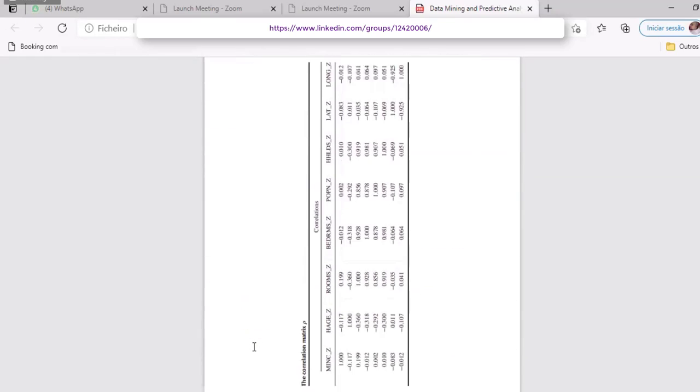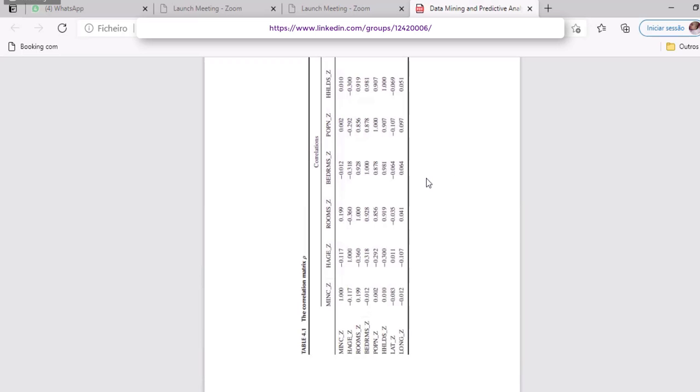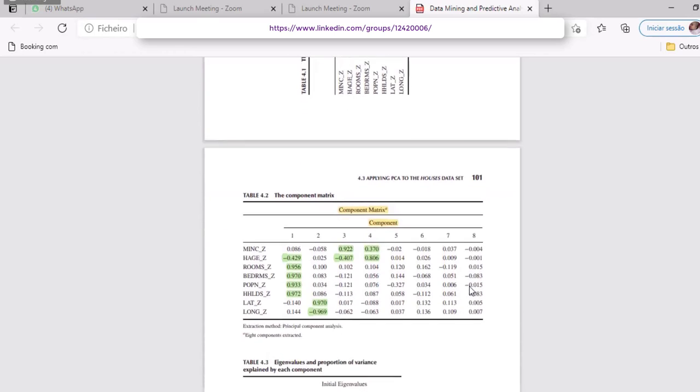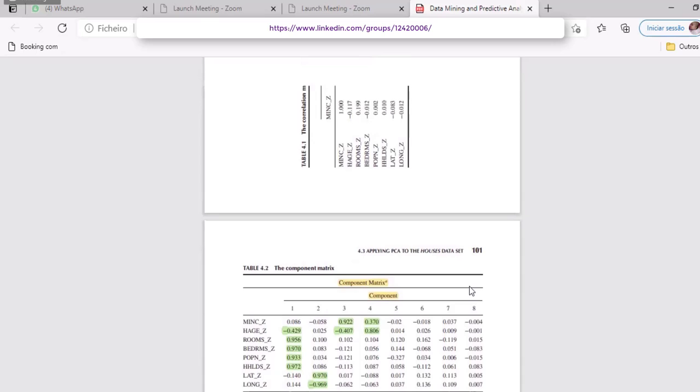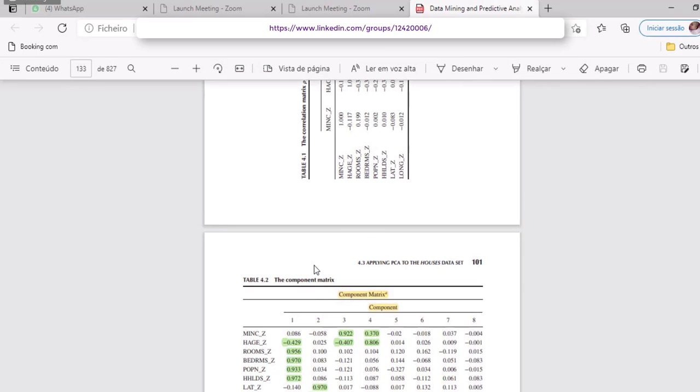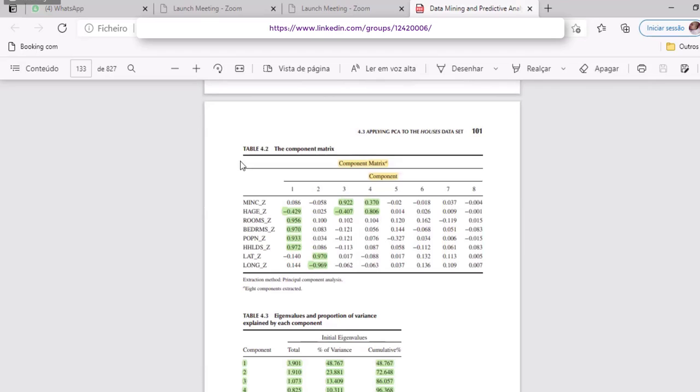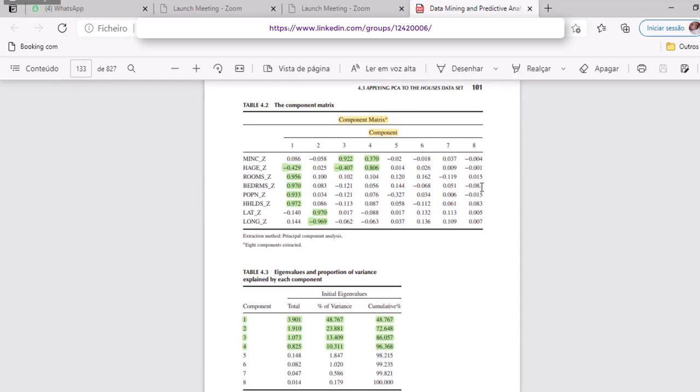So we have here the correlations. And here there is the correlation between the variables and the components that we found through PCA and through the matrix algebra calculations. That, as Afshin told me, they are not important for us to know in detail. It's just important for us to understand these values.